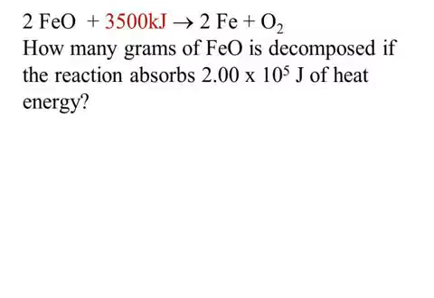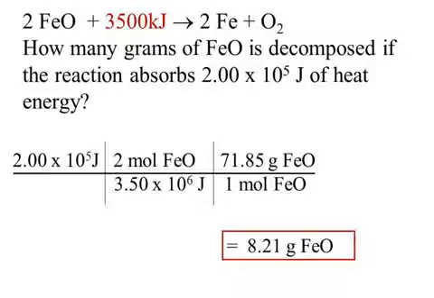In this reaction, you also have an endothermic reaction. We want to know how many grams of iron 2 oxide is decomposed if we absorb 2 times 10 to the 5th joules of heat. Again, same concept, set up. This time you're starting with your joules of heat. Using your 3.5 times 10 to the 6 joules is equivalent to 2 moles of iron 2 oxide, and then using the molar mass of iron 2 oxide to get the grams that would require that much heat.